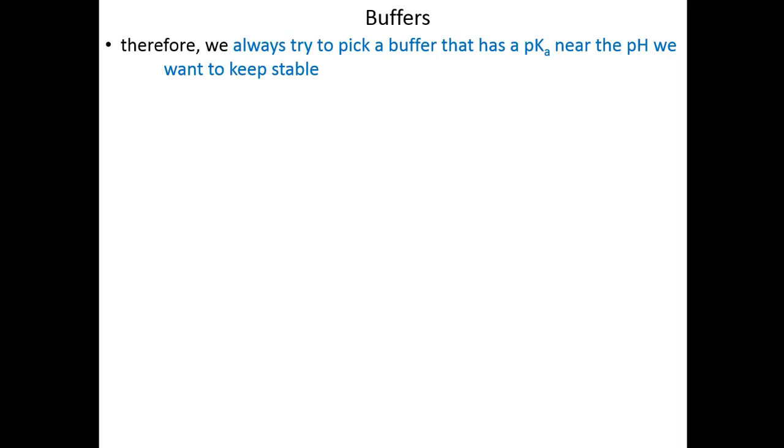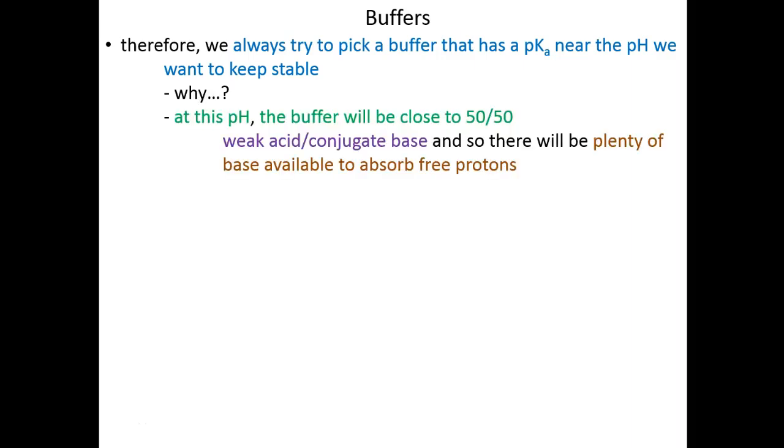So when using this in a practical setting, you always want to pick a buffer that has a pKa near the pH you're shooting for, the pH you want to keep stable at. The reason is because if you buffer your solution at that pH, then your pH is nearly your pKa, which means you'll have 50% weak acid available to neutralize any strong base that's added, and you'll have 50% conjugate base available to neutralize any acid that's added. If you have a pH of a solution near the pKa of your buffer molecule, you'll have equal amounts of weak acid and conjugate base to absorb the addition of any additional acid or base that you might have.